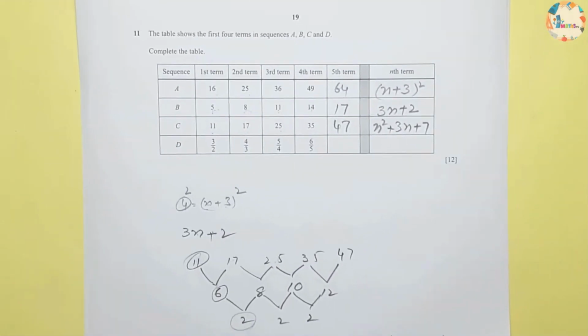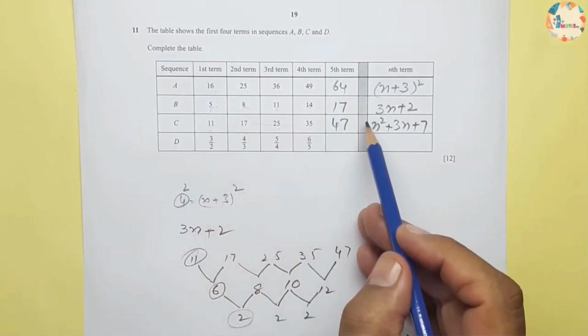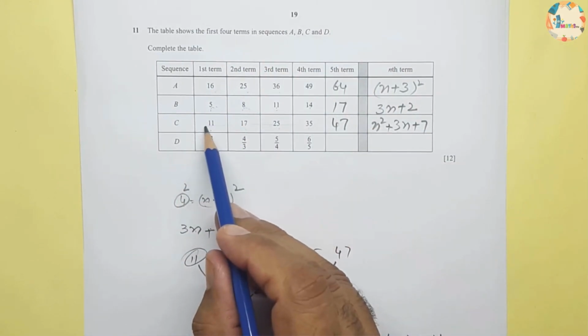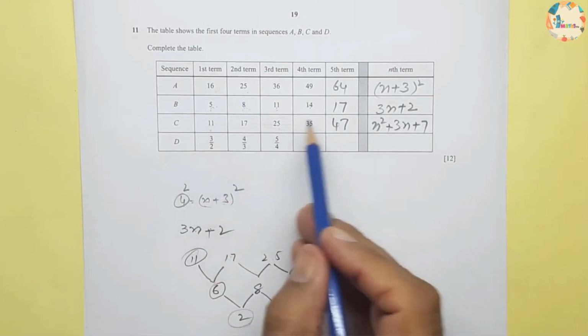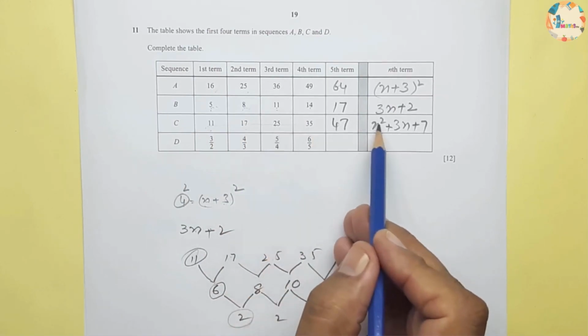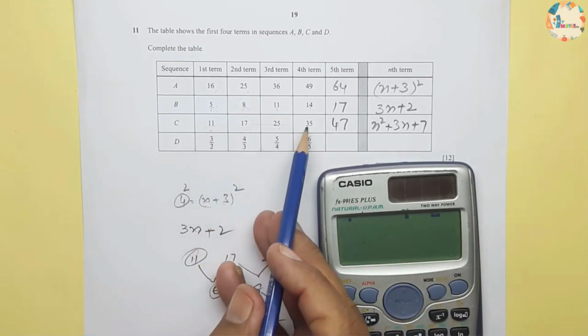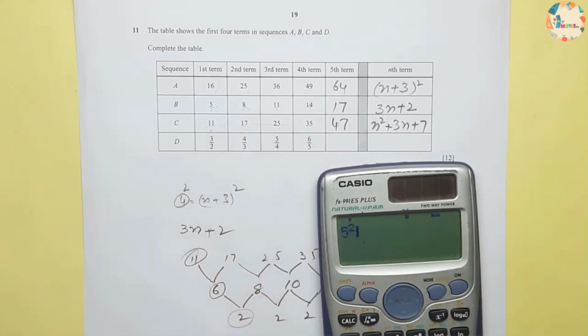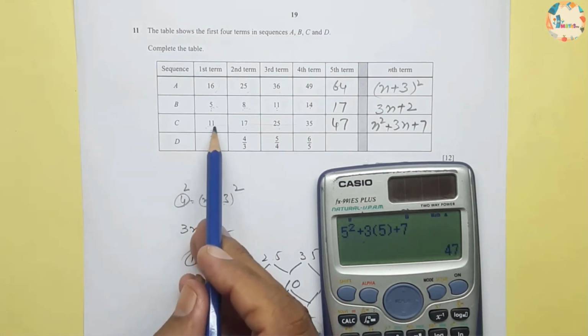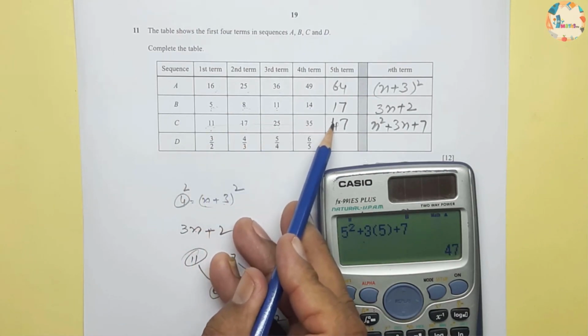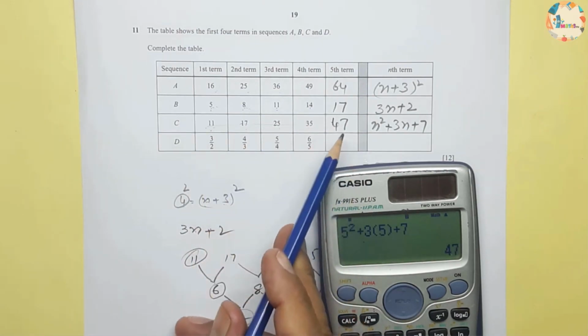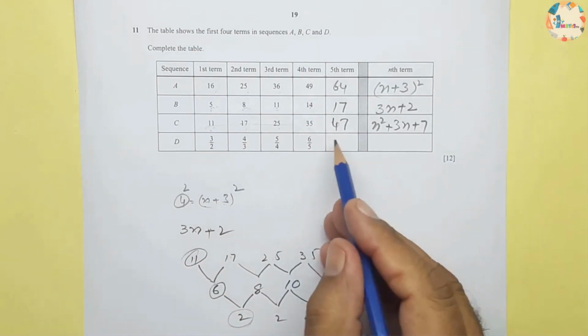And if you check all these terms, if you replace n is equal to 1, you will get 11. If you replace n is equal to 2, you will get 17. If you replace n is equal to 3, you will get 25. If you want to confirm, I will replace for you n is equal to 5, for example. So it will be 5 squared plus 3 into 5 plus 7. So this will be equal to 47. Basically 1, 2, 3, 4, 5. So this is 47, which we have got by replacing n is equal to 5. Here we got 47. So this formula is working.